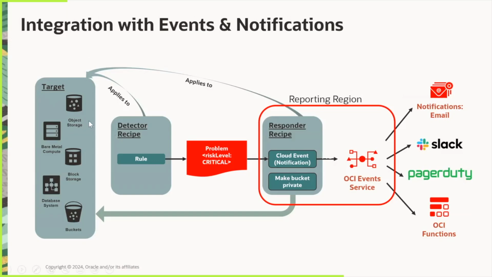So we have the detector recipes for all of these targets, and the rule gets triggered and it emits a problem. And once the problem has been emitted, the responder recipe will come into action. By default, the OCI Events service is integrated with email addresses, Slack, and PagerDuty. And if you have any SIEM solutions, we have SDKs and a few scripts readily available. You can use them in OCI Functions and import them to your respective SIEM solutions.